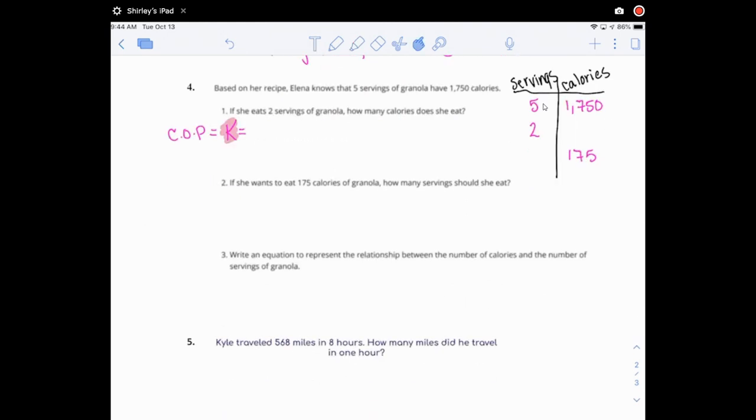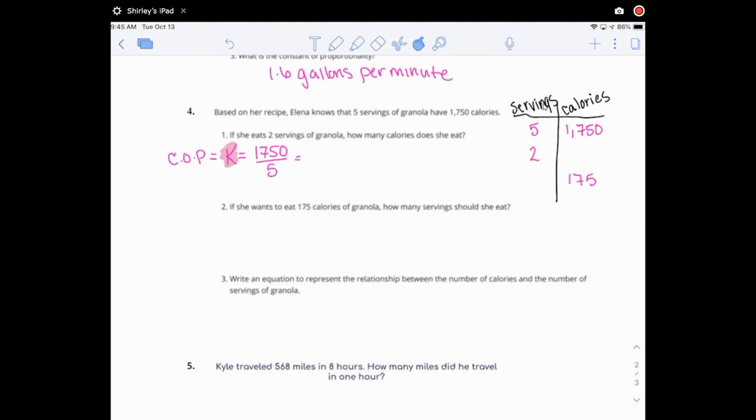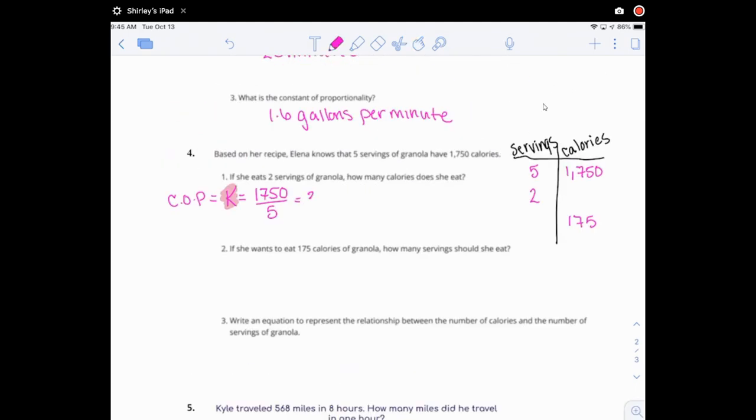So K is equal to, take a number on the right, 1,750 calories divided by 5 servings. And again, use your calculator. You can use your phone calculator, type it into Google, ask Alexa, ask Siri. 1,750 divided by 5 gives me 350 calories per serving. But be careful, we didn't answer the question yet.